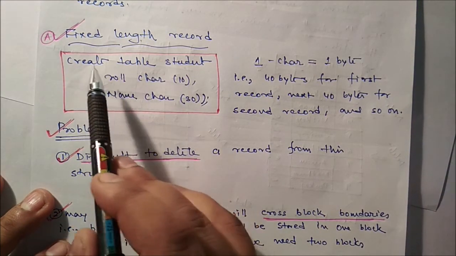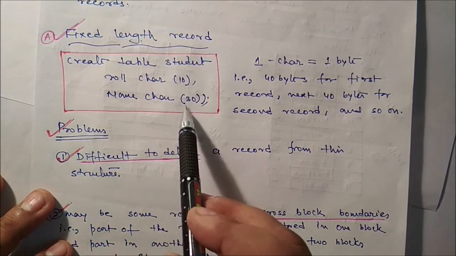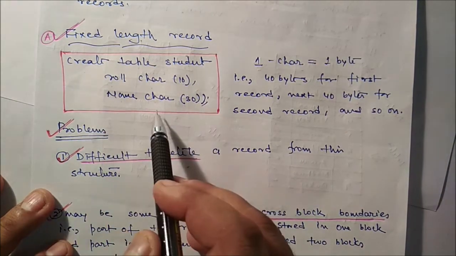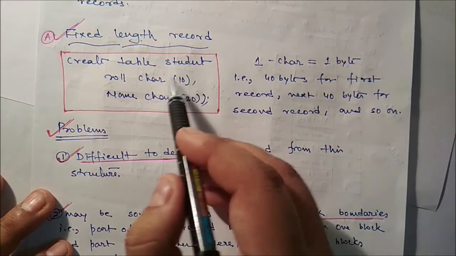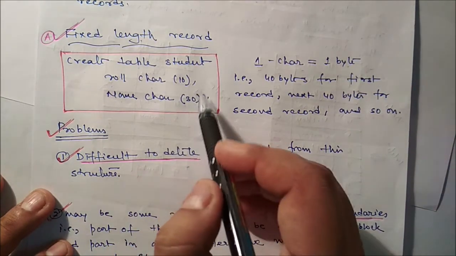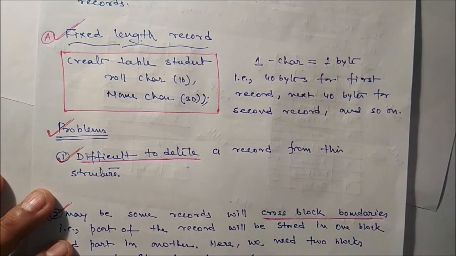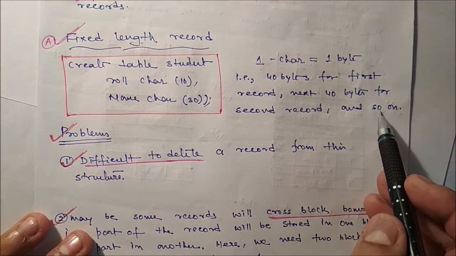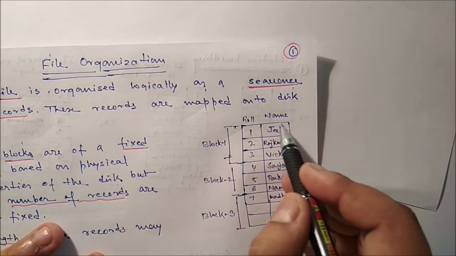Say, create table student, roll number char 10 and name char 30. That means, to create a table, suppose one character needs 1 byte. So for each and every student we need 30 plus 10, 40 bytes. That is 40 bytes for the first record, and the next 40 bytes for the second record and so on.